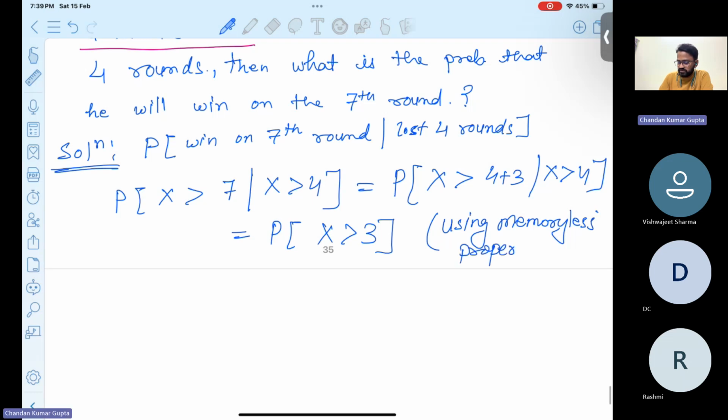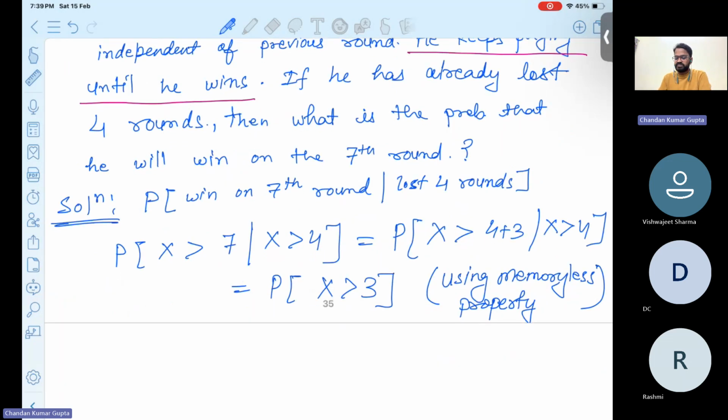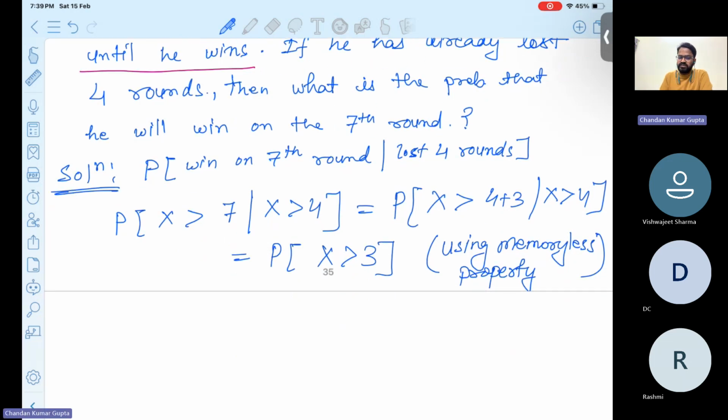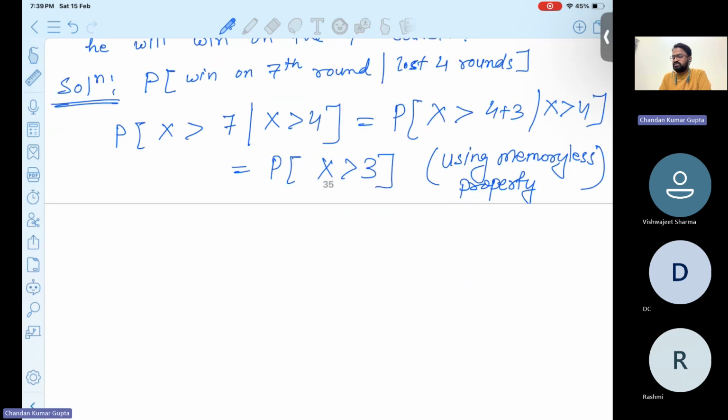Or any doubt? You need to read the question and try to understand how to proceed. First, which kind of random variable is this? Since he keeps playing until he wins, it is nothing but the geometric distribution. And we are also given a condition that he has already lost 4 games, then what are the chances that he will win on the 7th round? So x greater than 7 given x is greater than 4. Using this property, it becomes the probability that x is greater than 3.